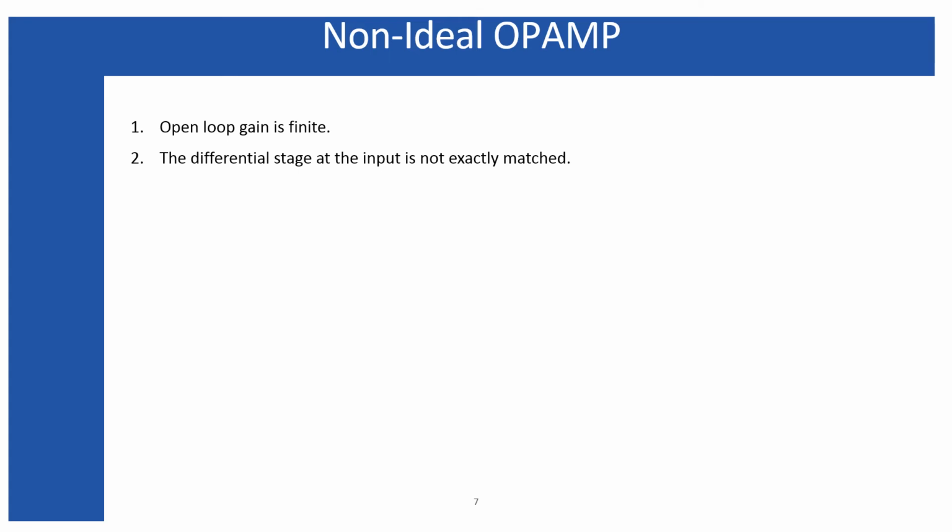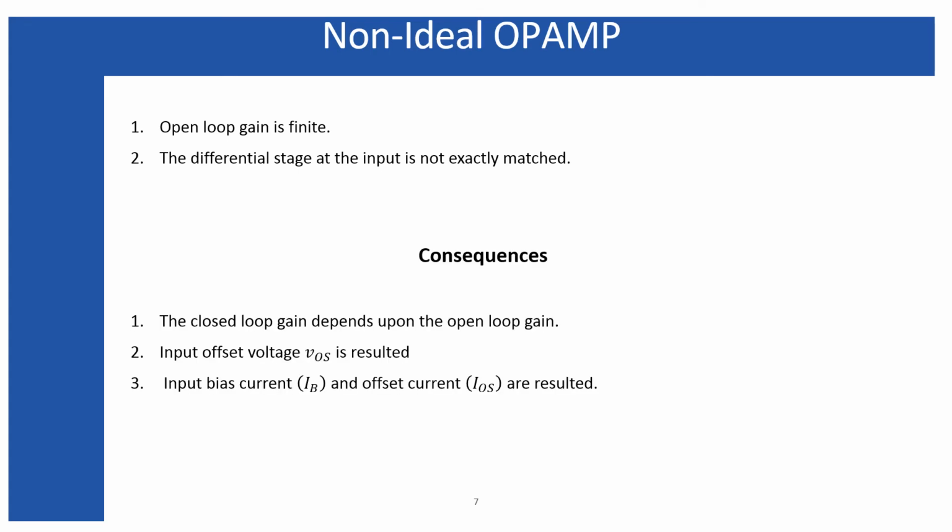So that is why we need to consider this point over here, and I'm going to consider this one. Now the consequences. As I told, the closed loop gain depends upon the open loop gain, and this was the consequence that I have discussed in my last lecture due to the finite open loop gain. And due to this mismatch, these 2 points appear.